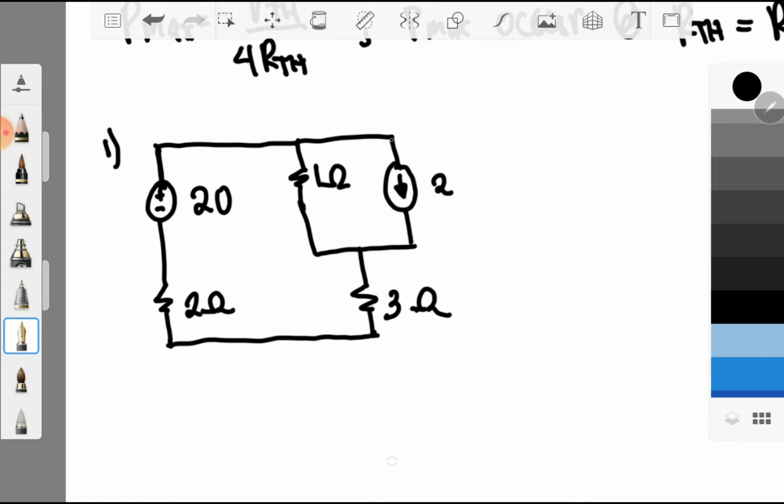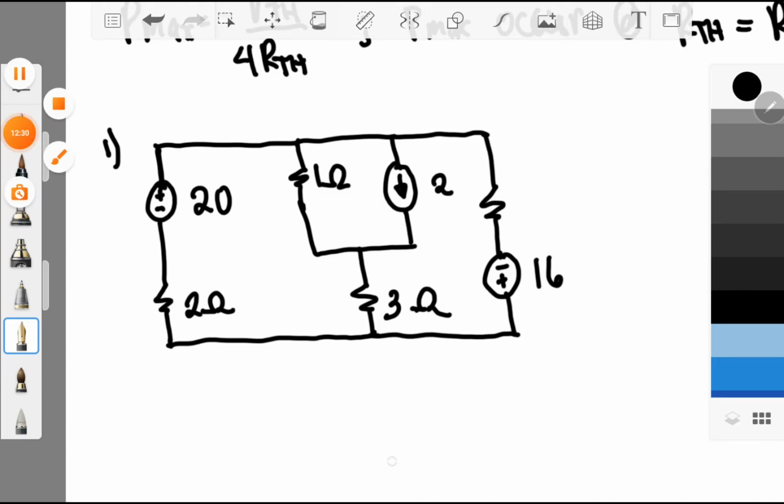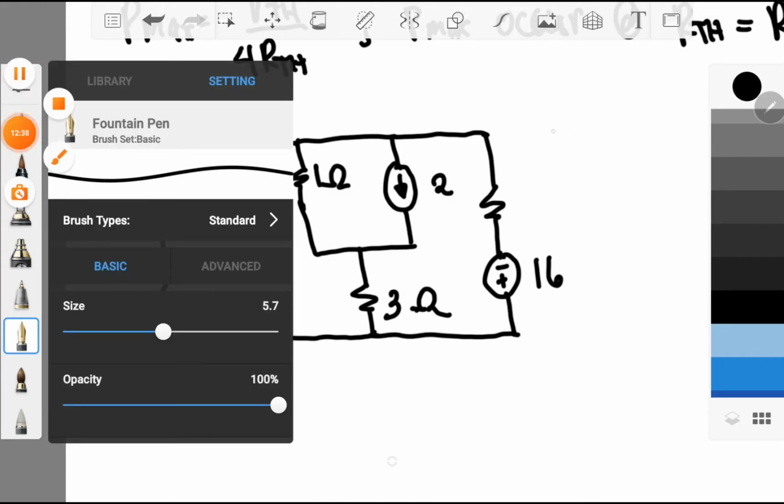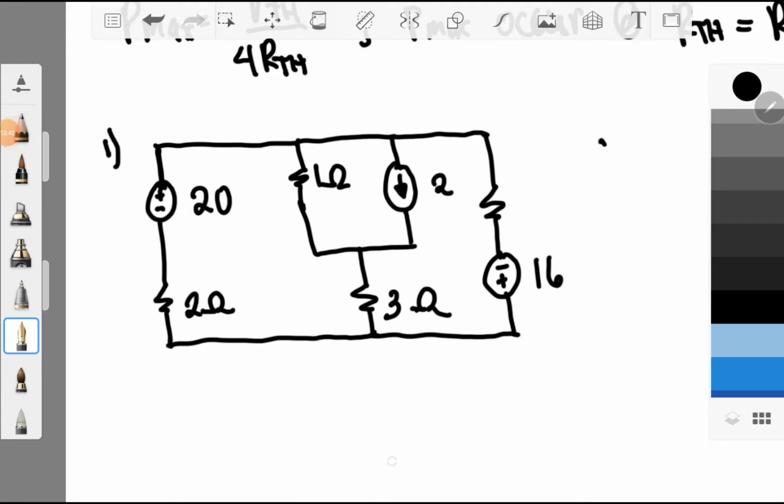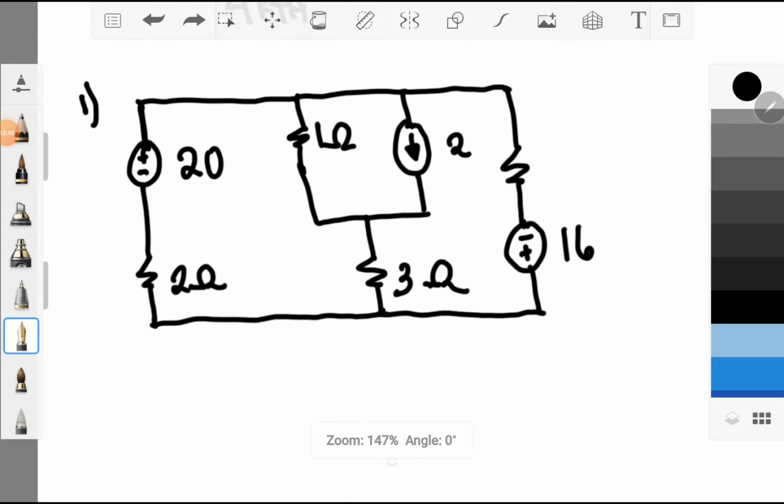Okay, and another 4 ohm resistor and a negative 16 volt independent source. Okay, so that is our circuit diagram. So this is our circuit diagram, right? So what will we do?